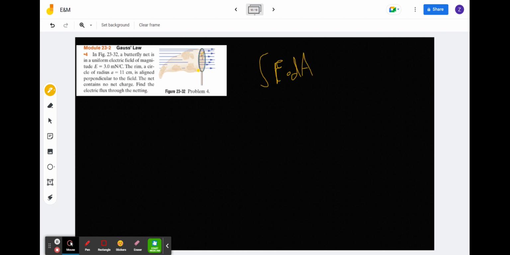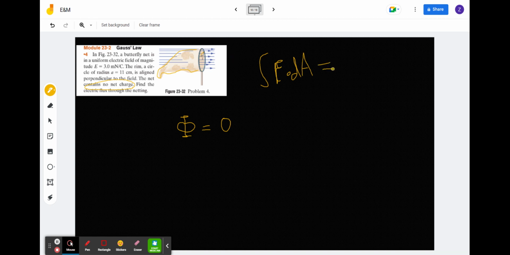But the netting is an extremely complex shape that is not easily integratable unless you know multivariable calculus, and even then, it's still not easily integratable. So what can we do here? Notice that it specifically mentions that there's no net charge inside the net, meaning that our total electric flux is 0. Notice again that there are fields entering the net, and there are fields leaving the net.